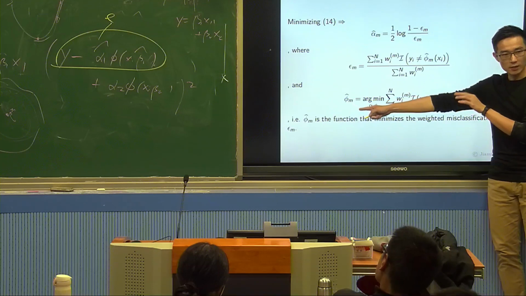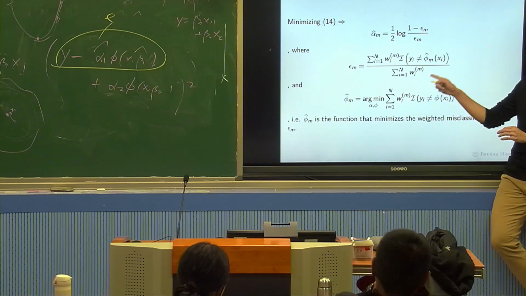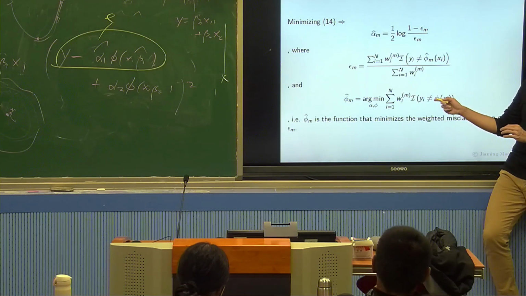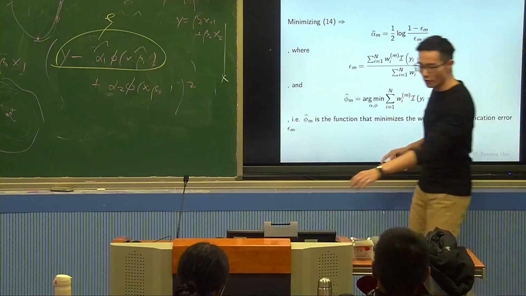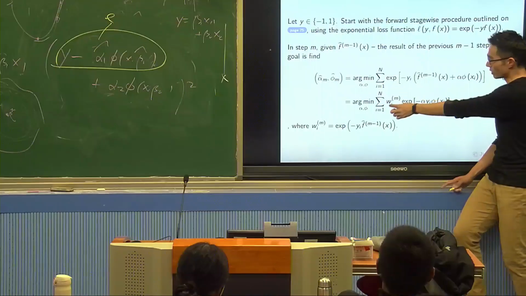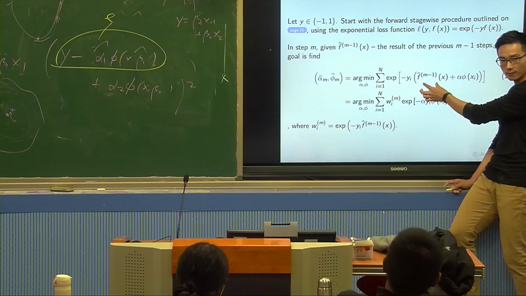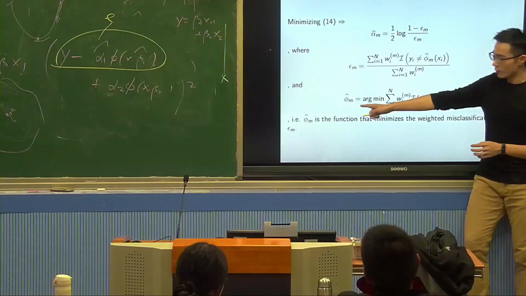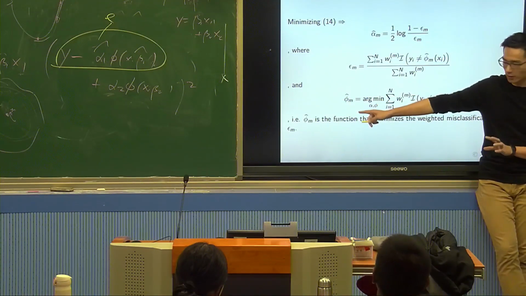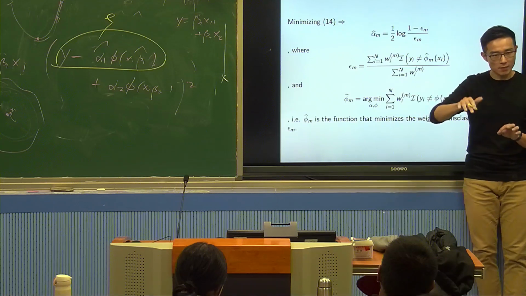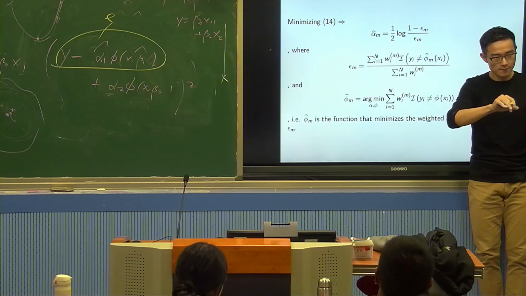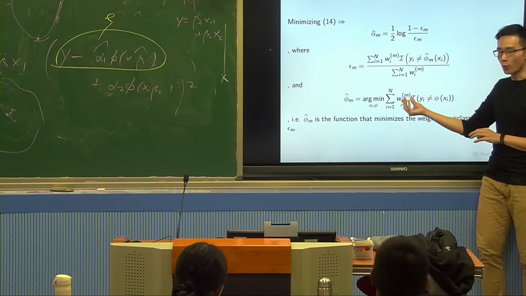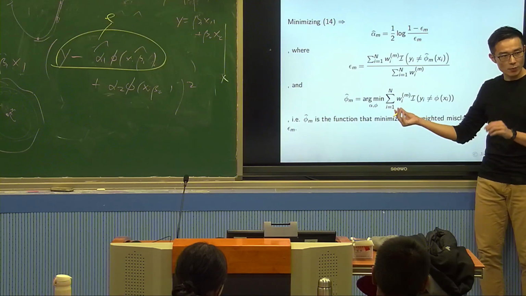But the difference here is we are actually minimizing not the misclassification rate, we're minimizing the weighted misclassification rate. This weight is the W from what? From here. This W is y times the F from the previous round. So this W is the weight. In other words, when I try to find the best tree in the second round or in the nth round, the best tree is not the tree that minimizes the misclassification rate on the original data. It is the tree that minimizes the misclassification rate on the weighted data. In the weighted data, every point has a different weight, a different W.